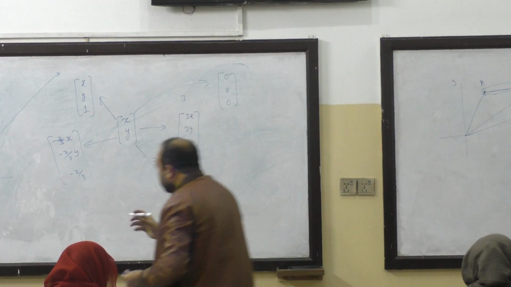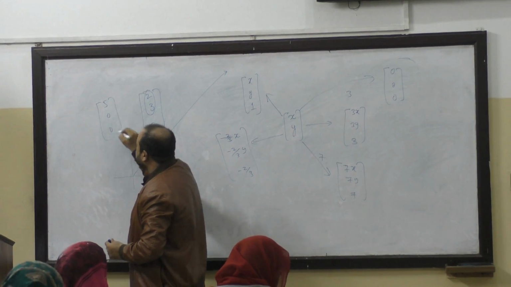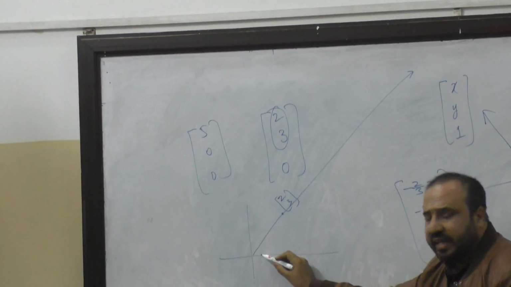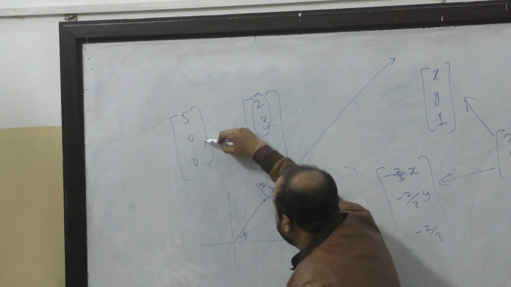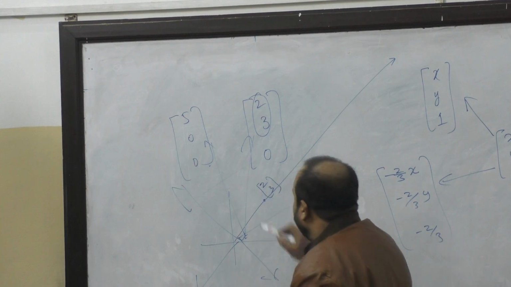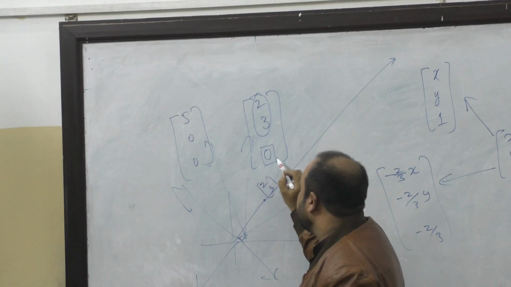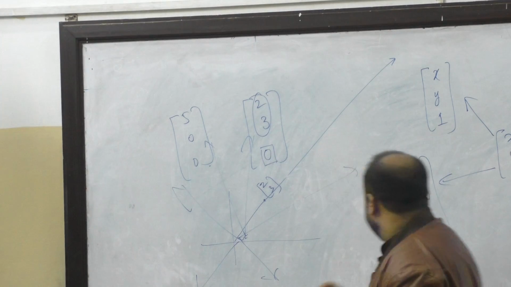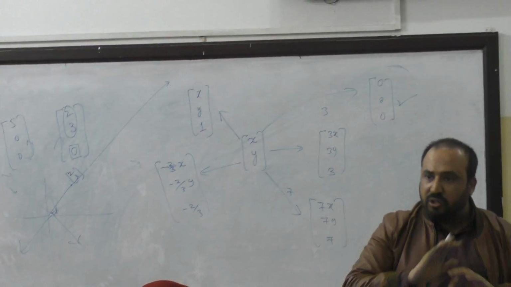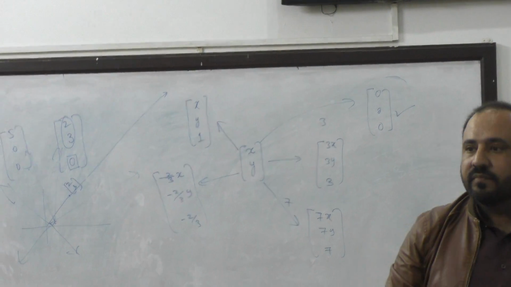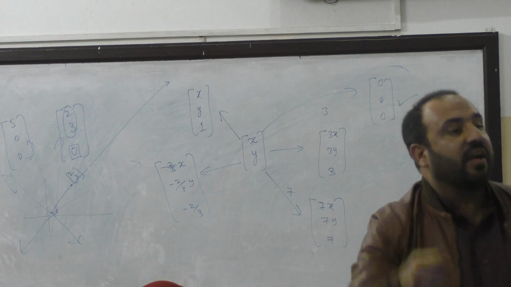For example, this, 5, 0, 0, this is a point at infinity in the x-axis direction. So in every direction, you can move infinitely many steps, and you reach a point that can be represented in homogeneous coordinates by appending the last coordinate 0. The only exception is this, 0, 0, 0. This is a point that has no meaning at all, because 0, 0 is not a direction in which you have moved infinitely.